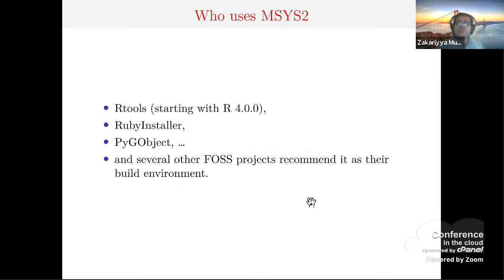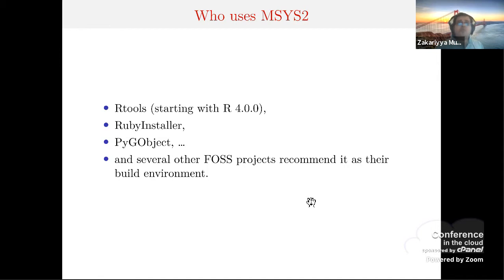So other projects are using MSYS2 right now. R tools started using MSYS2 for their installer, starting with R4.0, which was released a couple months ago. The Ruby installer does that in their version 2. PGObject for glib, so all the GTK3 libraries and all that, it uses MSYS2 on Windows, or it recommends using it on Windows, and so do many other free and open source software.